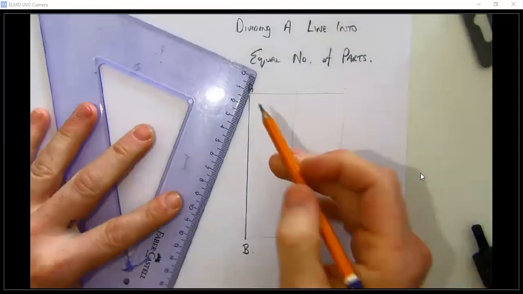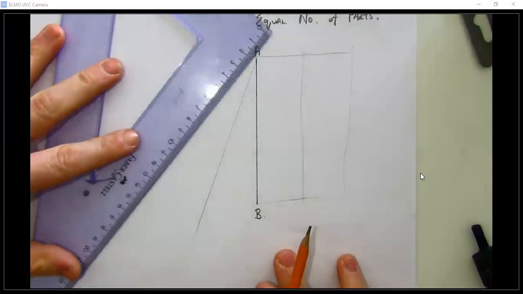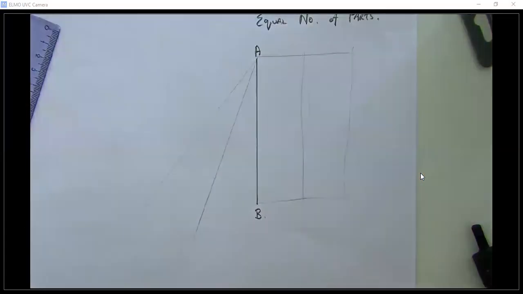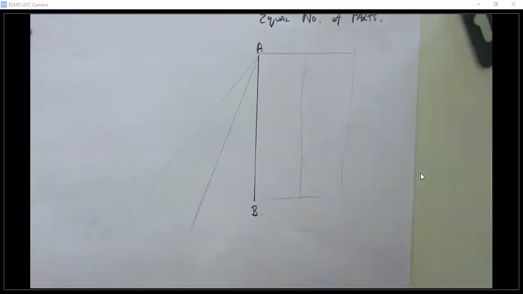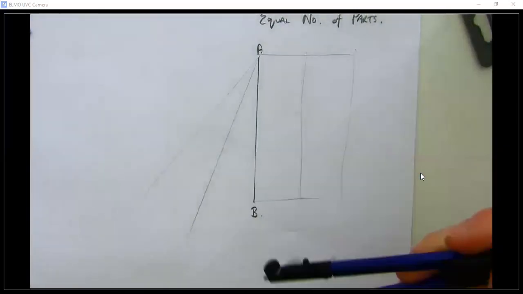All right, so we have the line AB. I'm bringing a line off it at any angle. The angle does not matter. It can be roughly 30 degrees, it can be going at any angle, it doesn't matter. So try and go roughly at 30 degrees. Once you have that done, I want to divide this line into, we're going to say, 5 parts.